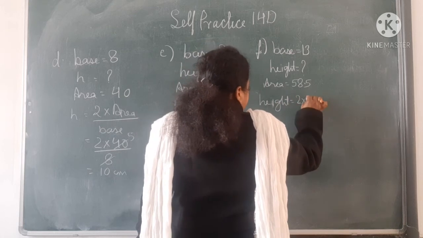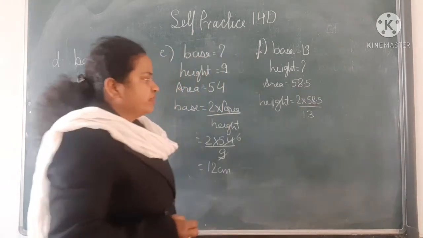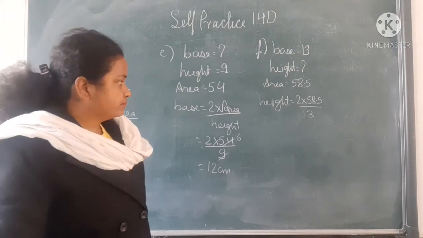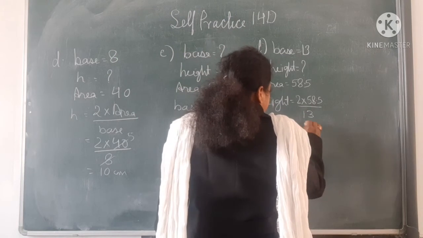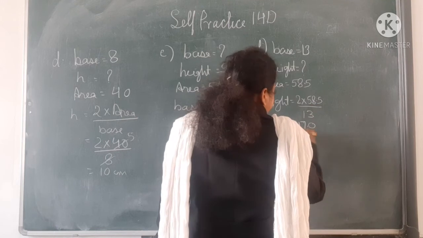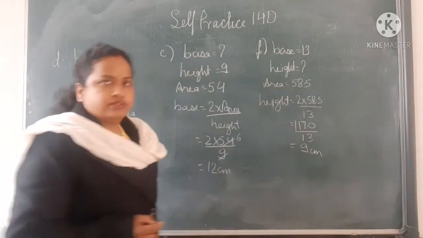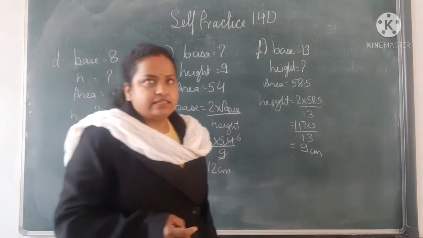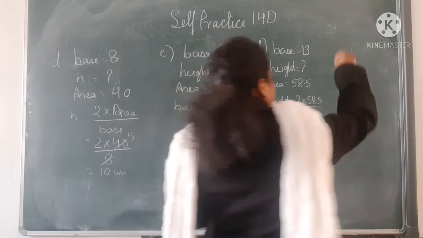2 into 58.5 upon 13. Now you multiply this. 117 upon 13, which is equal to 9 centimeter. So here the height will be 9 centimeter. Now see the G part of it.